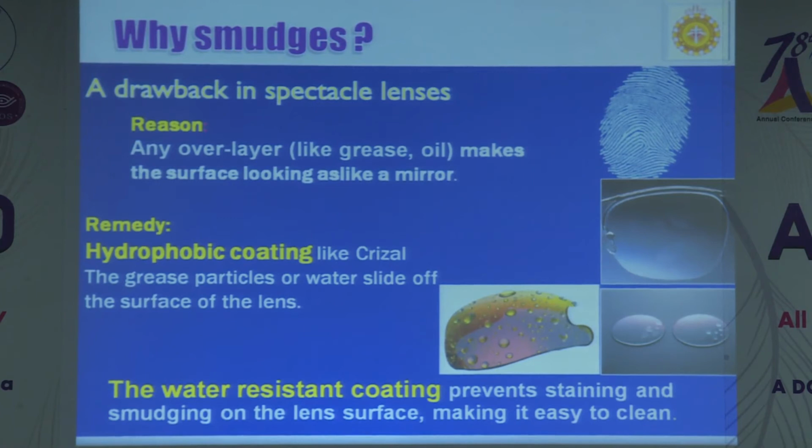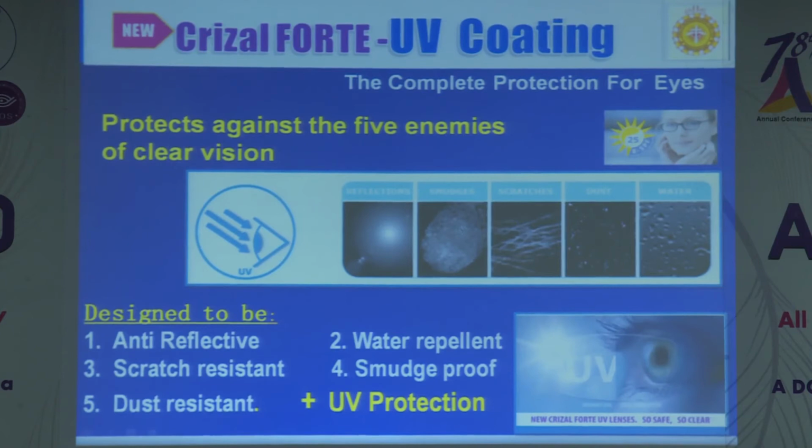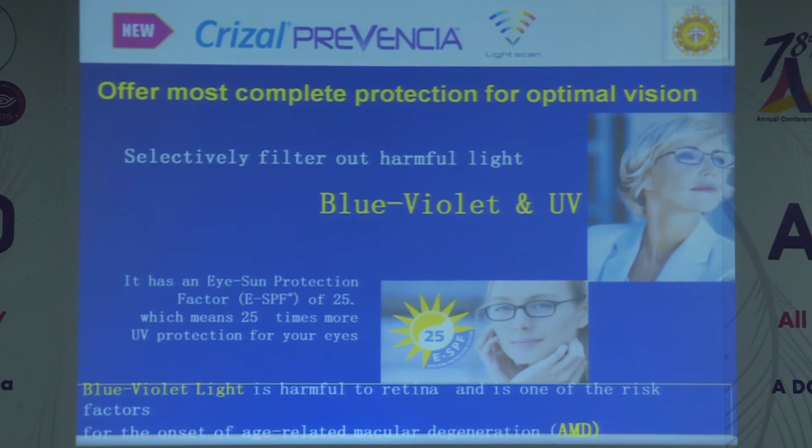So what is in the market is Crystal 40 lens, ideal for all, with all these coatings, with UV protection and everything. Crystal Provencia is the highest lens in the market with all these coatings, with blue tint or violet or UV protection, blue protection, all these things. So you can see the blue tint on the face. That is the highest price, also very high.